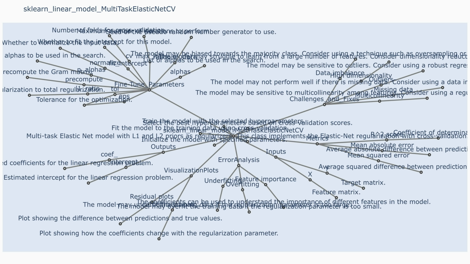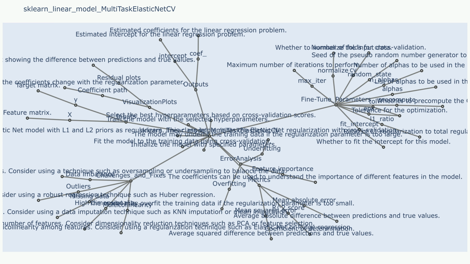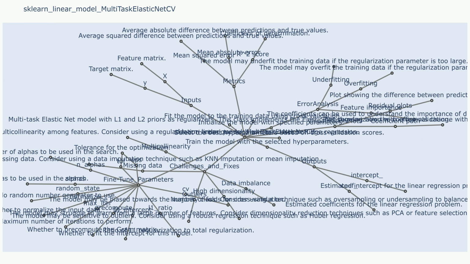sklearn, linear model, MultiTaskElasticNetCV. Description: MultiTaskElasticNetCV is a linear model that fits multiple responses Y with an elastic net penalty, to minimize the sum of squared residuals (least squares) and the L1 and L2 norms of the coefficients. This is a multitask version of the elastic net. This implementation handles the case where the target is a 2D array of shape (n_samples, n_targets). It will learn a separate coefficient vector for each target.